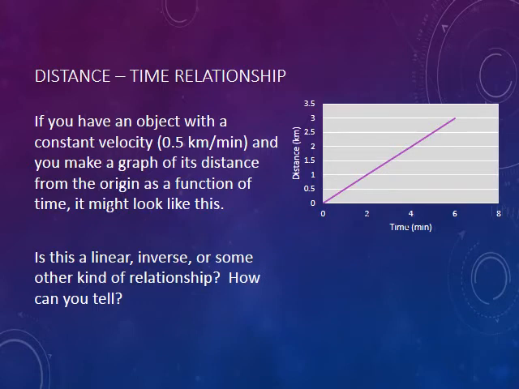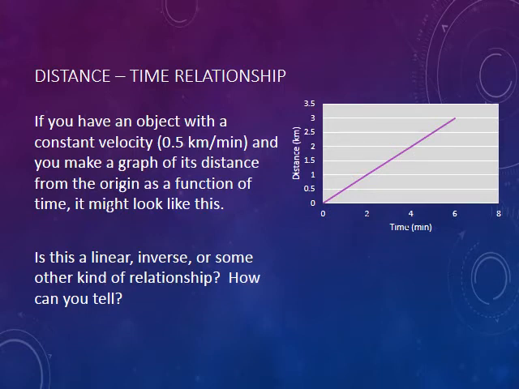So what kind of relationship is this between distance and time? Is it linear, inverse, or some other kind of relationship? So take a minute to think for yourself, what kind of relationship does this look like? So hopefully you concluded that this was a linear relationship between distance and time. And how could you figure that out? Well, for starters, it looks like a straight line. Another thing that we see is that as one variable goes up, the other variable is also going up.